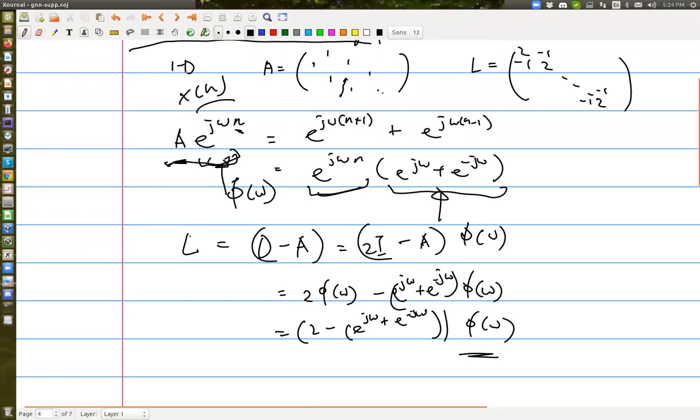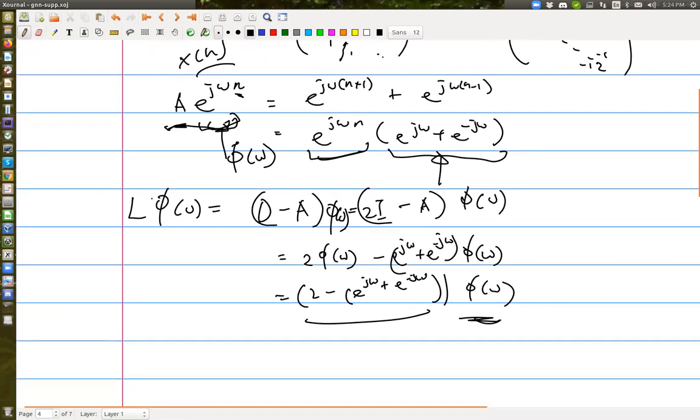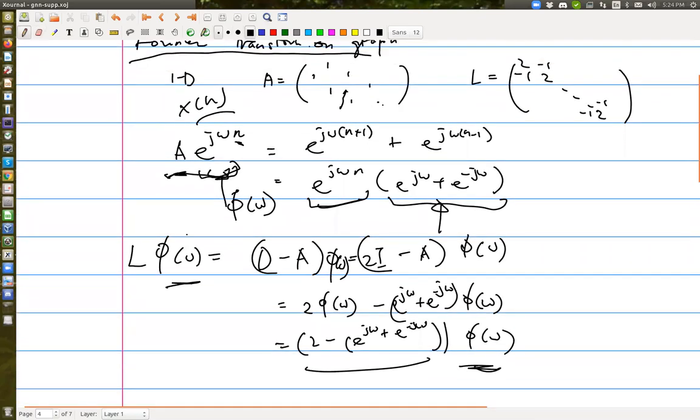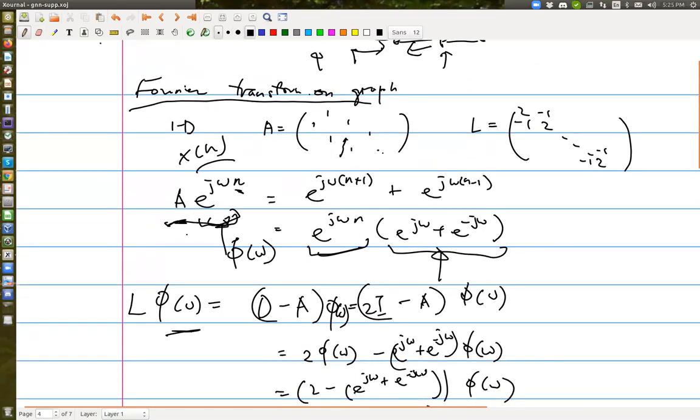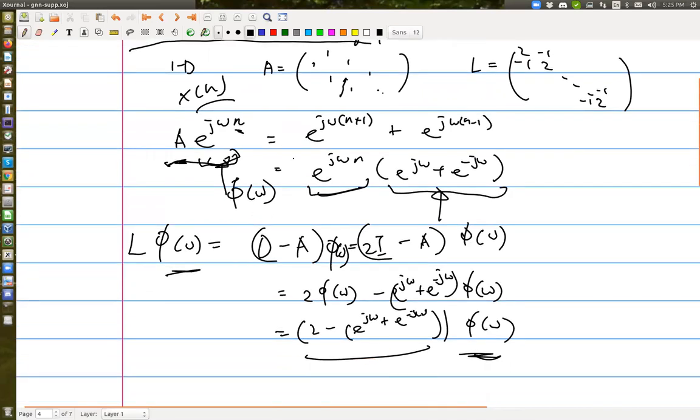Because if I apply L to φω, we'll just get a scalar multiplied by φω, right? Therefore, this is an eigenvector as well. So what it means is that if we specialize from a graph to a classical 1D signal, the Fourier basis vectors are essentially eigenvectors of L and also of A.